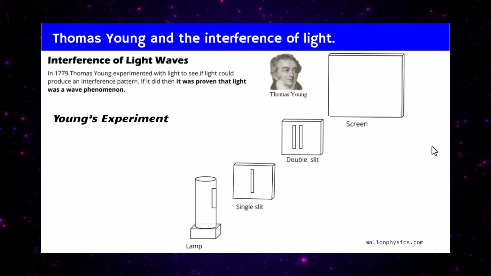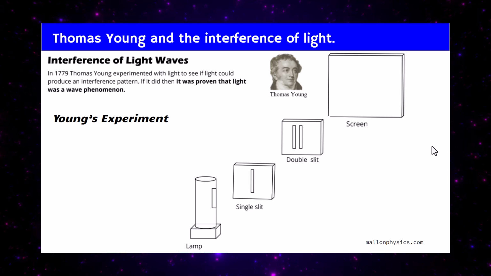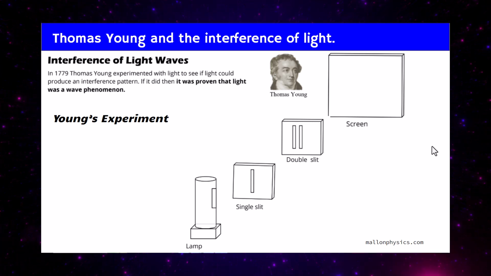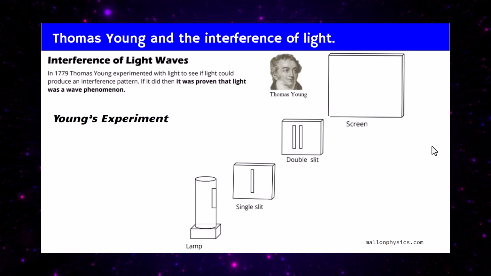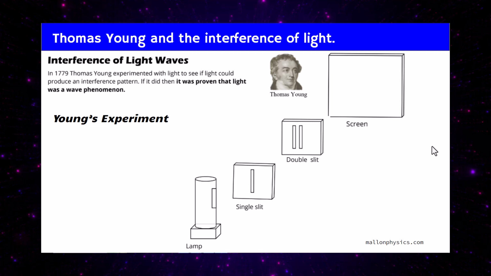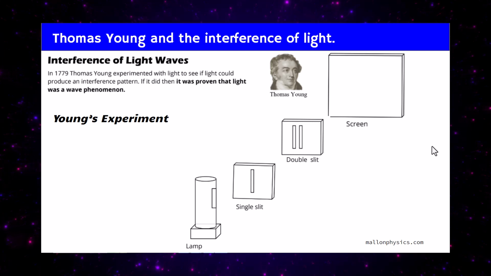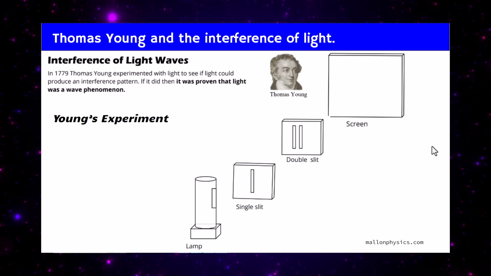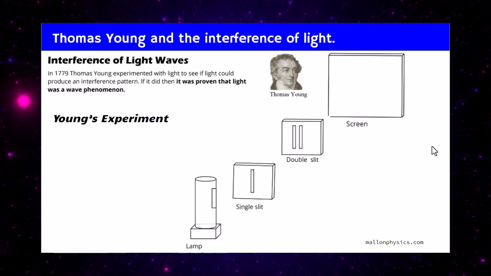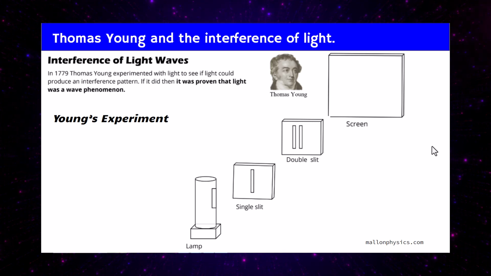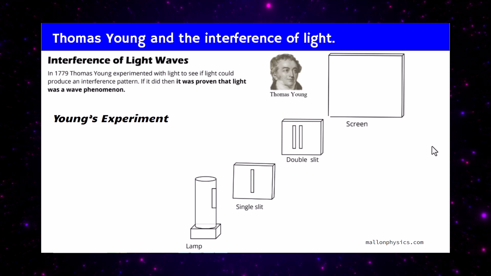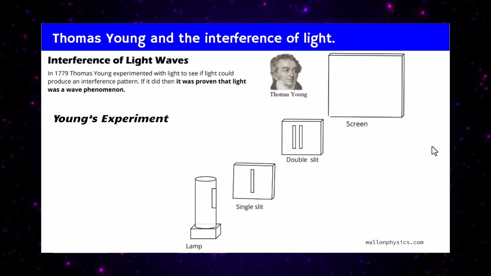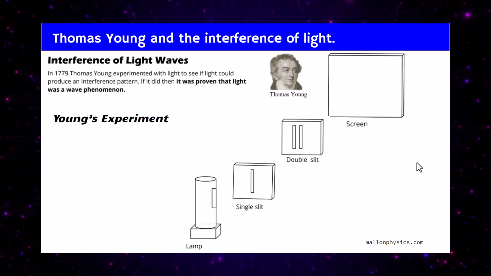In 1779, Thomas Young experimented with light to see if light could produce an interference pattern. If it did produce an interference pattern, then we could say that light was a form of wave, just the same way as water waves interfere and also sound waves interfere. If we could show light interfering, showing the bright and dull bands as we saw with sound waves, then light would be a waveform. So Thomas set about his experiment starting with a light source.